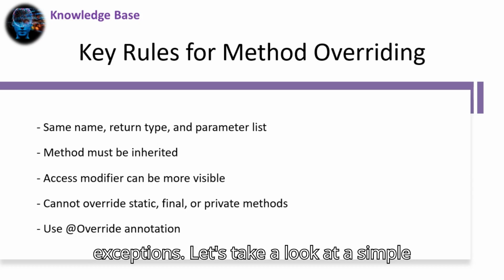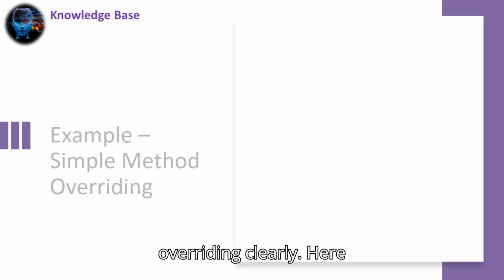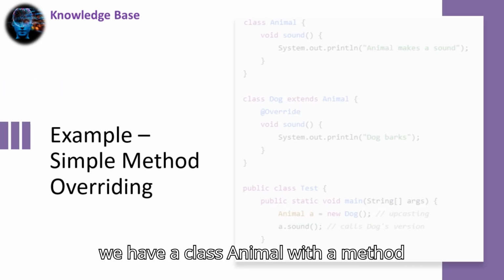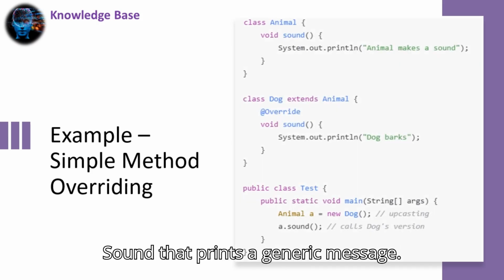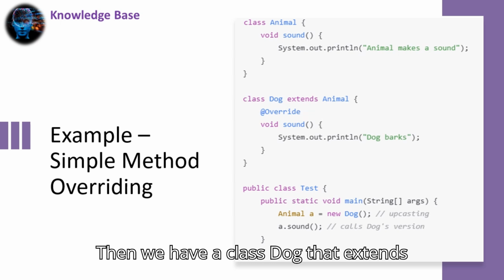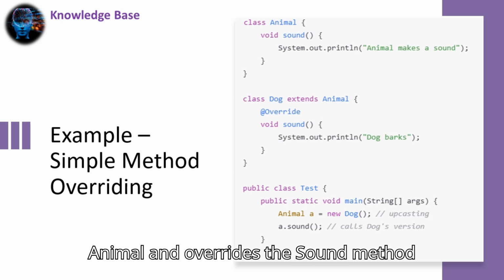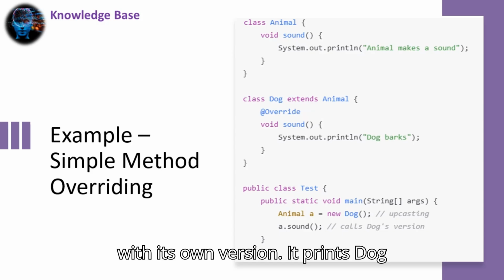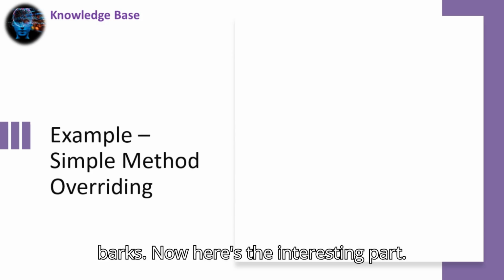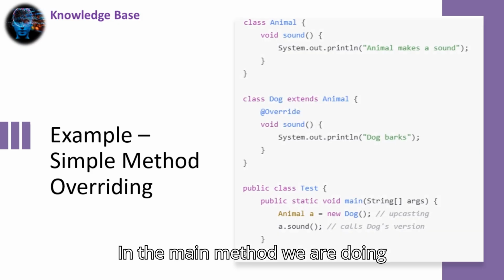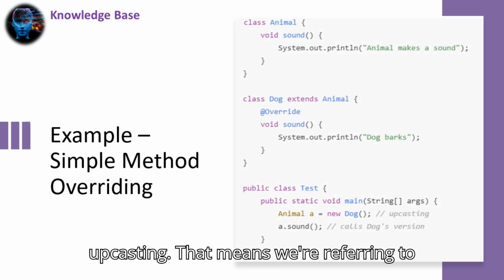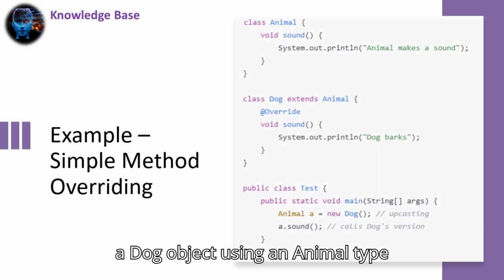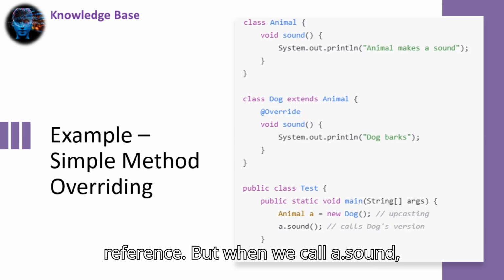Let's take a look at a simple Java example that demonstrates method overriding clearly. Here we have a class Animal with a method sound that prints a generic message. Then we have a class Dog that extends Animal and overrides the sound method with its own version. It prints "Dog barks." Now here's the interesting part. In the main method we are doing upcasting.